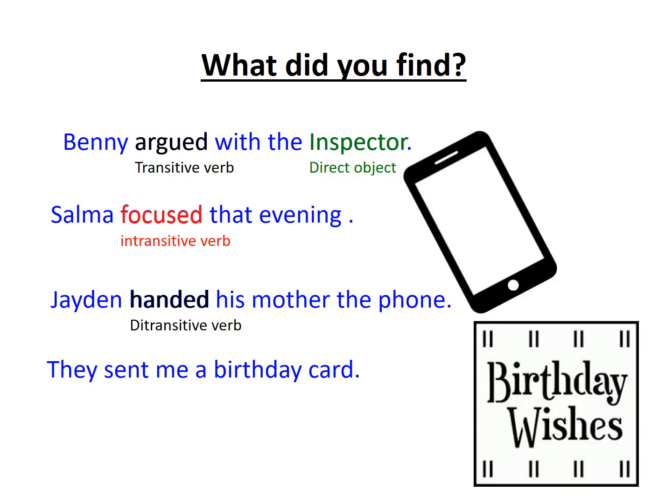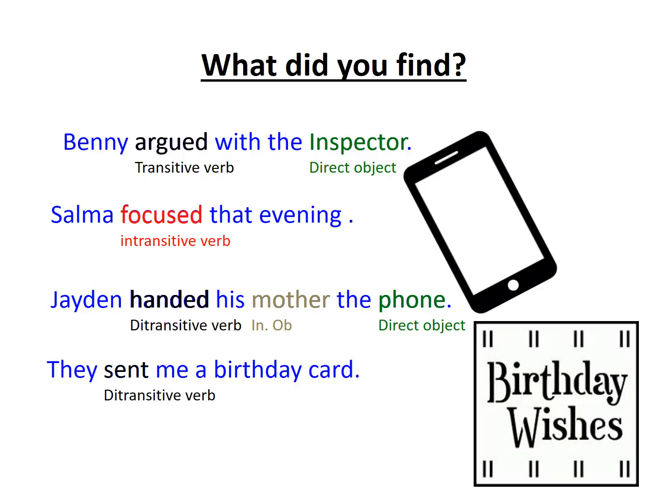Jaden handed his mother the phone. This is a transitive verb traditionally, but you'll notice something. There's a direct object, the phone, but the indirect object of this sentence is his mother. Jaden handed his mother the phone. The big action was the handing over of the phone, but who else was involved? His mum. And finally, they sent me a birthday card.